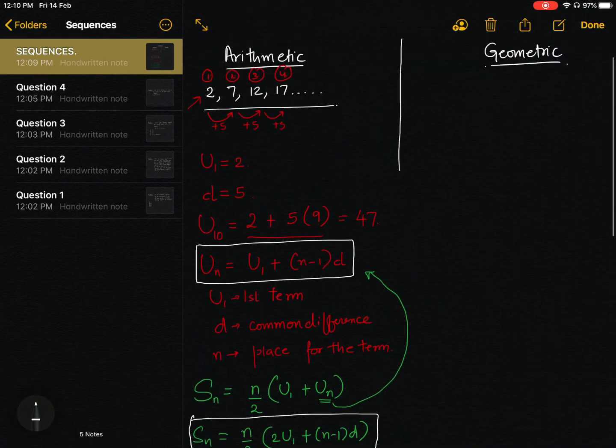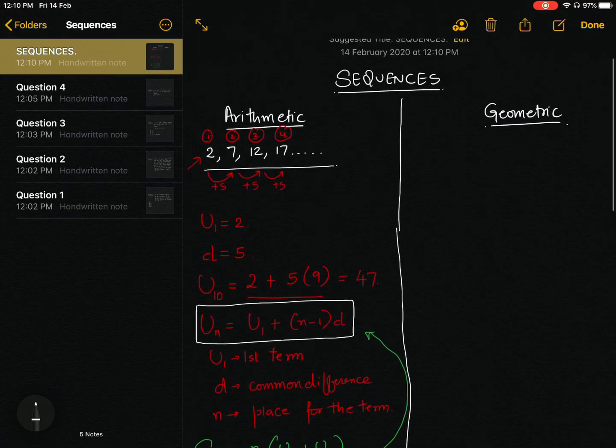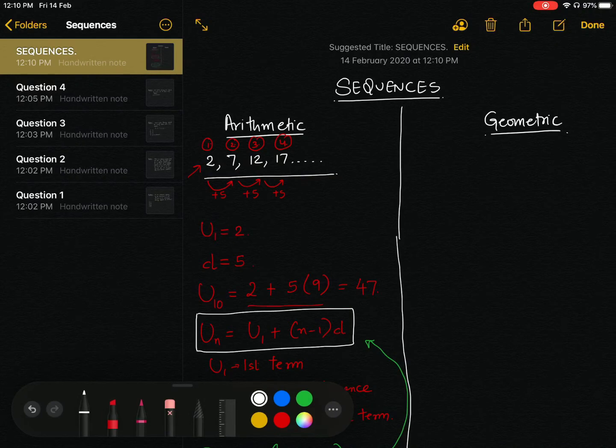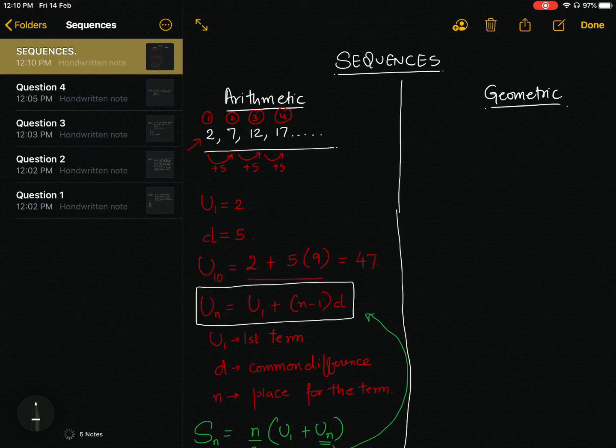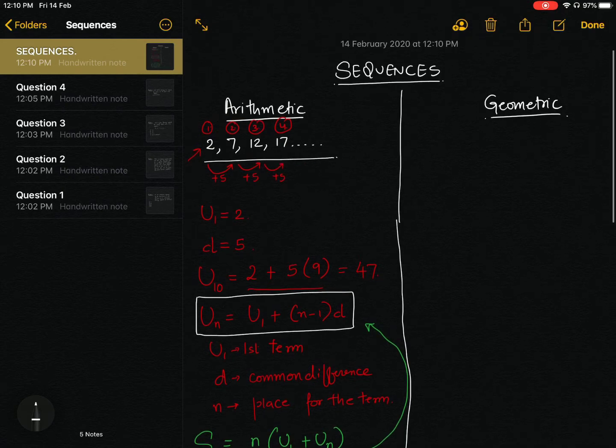Now I'll move on to the next type. Let me make a nice partition here. So geometric sequences, as opposed to arithmetic sequences, have a common ratio instead of a common difference. So what I can say is, to reach the next term, you keep on multiplying instead of adding or subtracting a common number. So I'll take an example. I'll start again with 2. For example, I want the common ratio to be say 3. So the next term will be 3 times 2, which is 6. Then I'll get 6 times 3, which is 18. Then I'll get 18 times 3, which is 54.